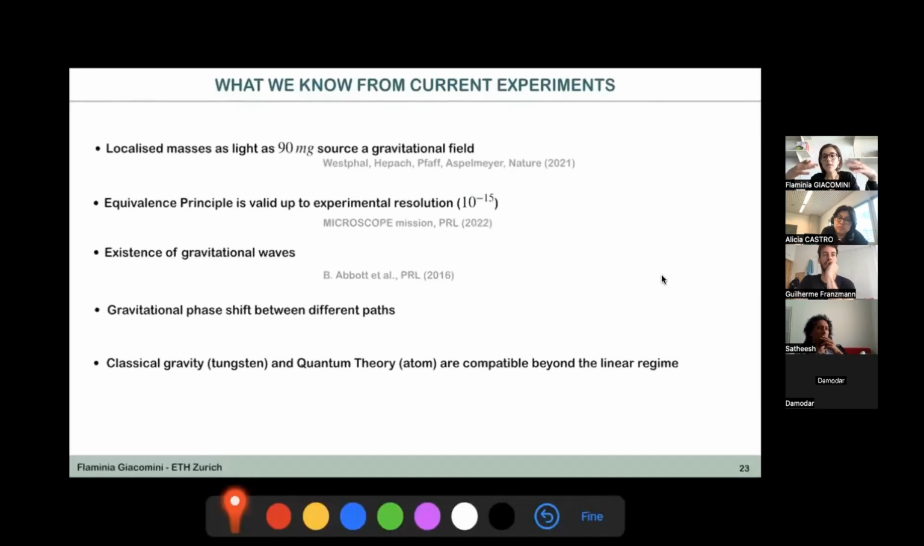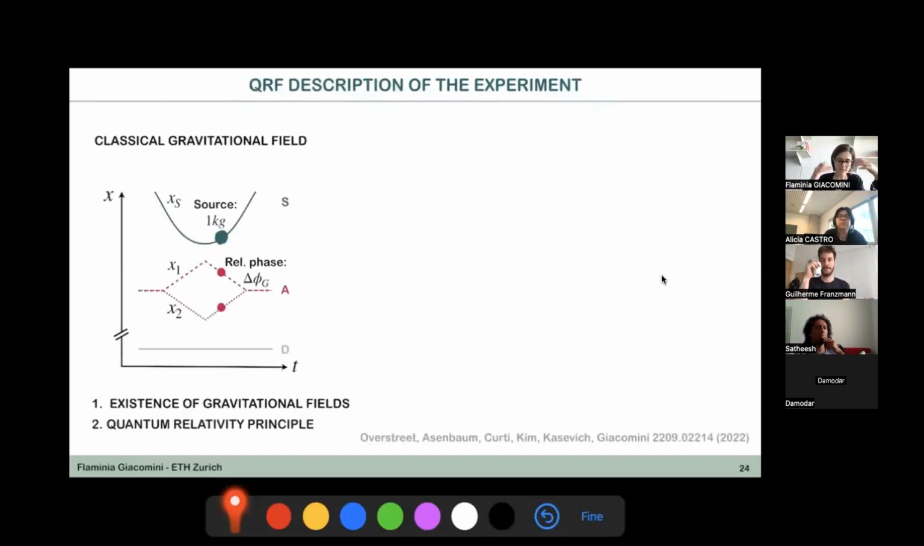So this experiment can be explained as it is with classical gravity. What elements are we missing to test in order to have a superposition of gravitational fields? And we came up with some assumptions that yet have to be tested. So there are 3 assumptions here, and I just want to focus on 2.